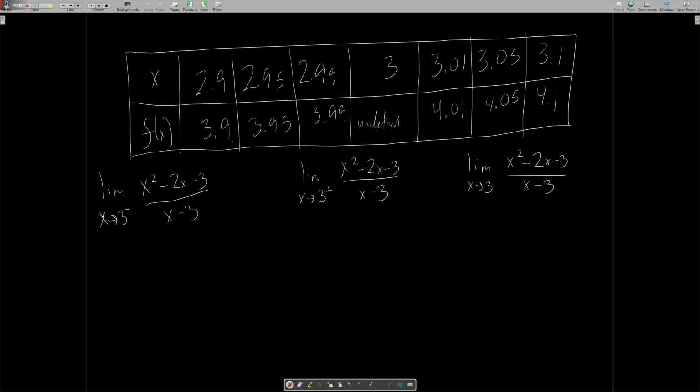So you can see in the table, at x equals 2.9, f of x is 3.9; 2.95, 3.95; 2.99, 3.99. So you can see this f of x value is approaching 4 from the left. And same thing goes for the right. You have 4.1, 4.05, 4.01. It's approaching 4 from the right as well. And since these equal each other, that means the limit of this function as x approaches 3 is 4.